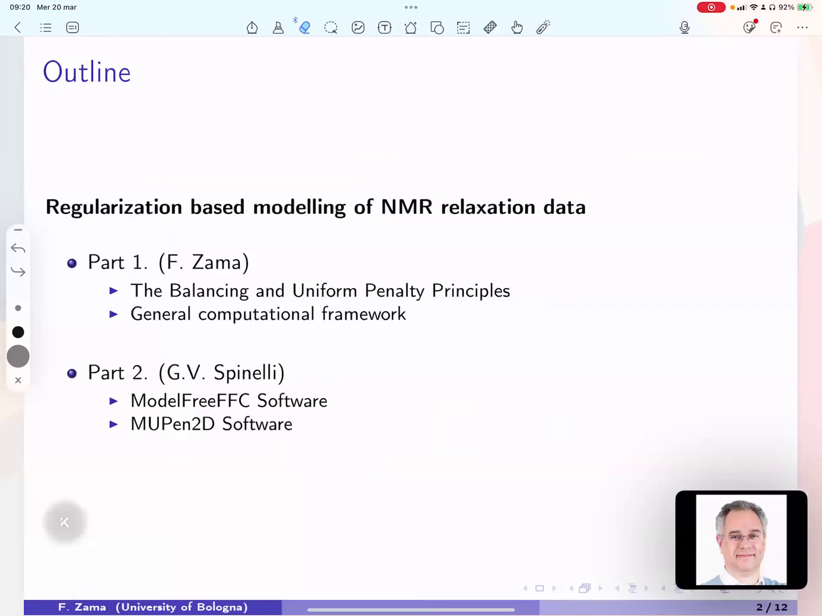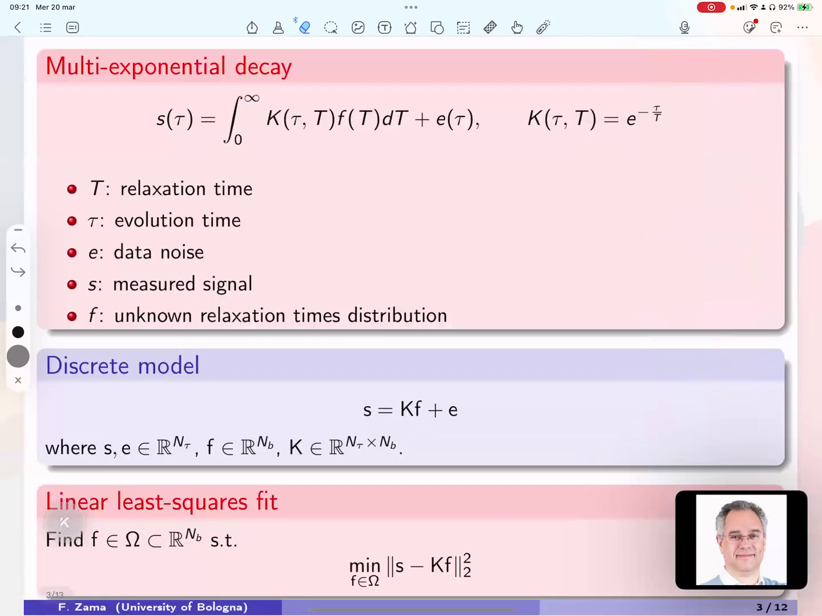So this presentation has two parts. In the first part, I will introduce the general concept about what we mean by balancing and uniform penalty principles and how we introduce them into the modeling of NMR relaxation data in general. And I will end by giving a general computational framework that has details depending on the specific relaxation problem that we want to model. And in the second part, Dr. Spinelli will show the details about two softwares, the last softwares that we developed to model problems in the context of fast field cycling inversion data and two-dimensional relaxation data.